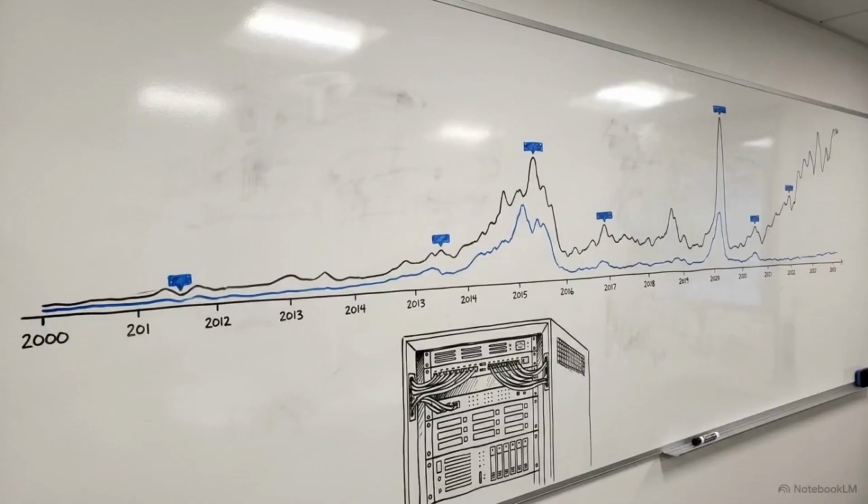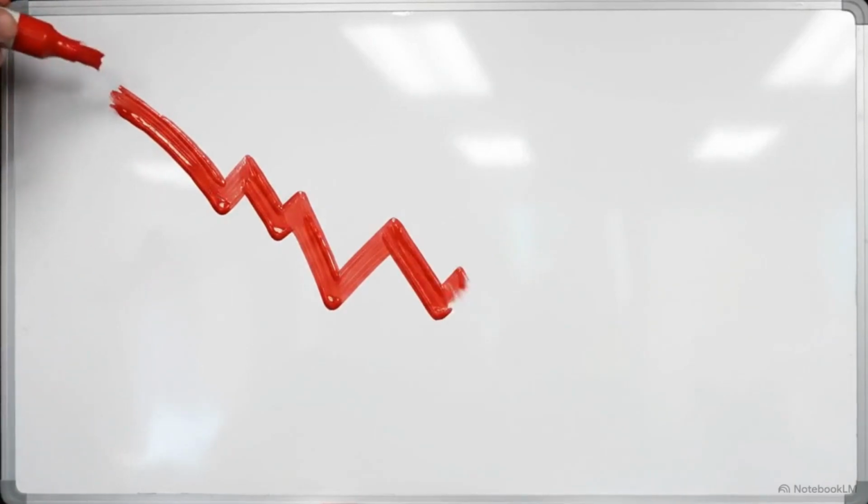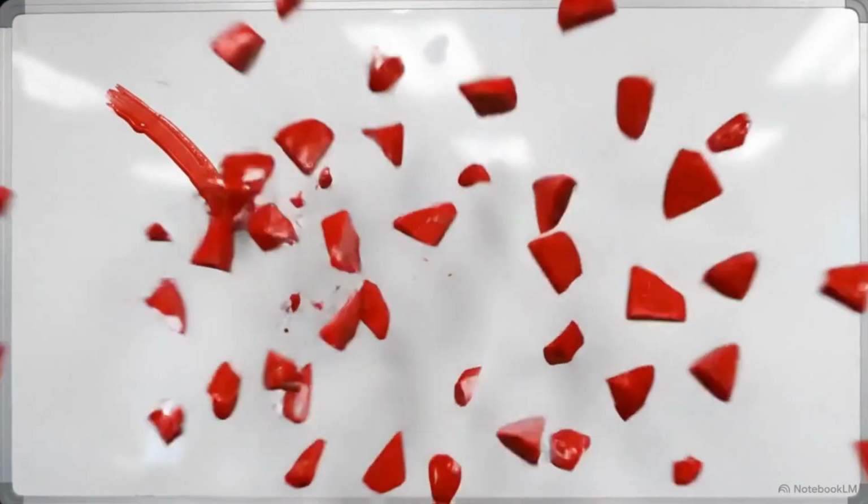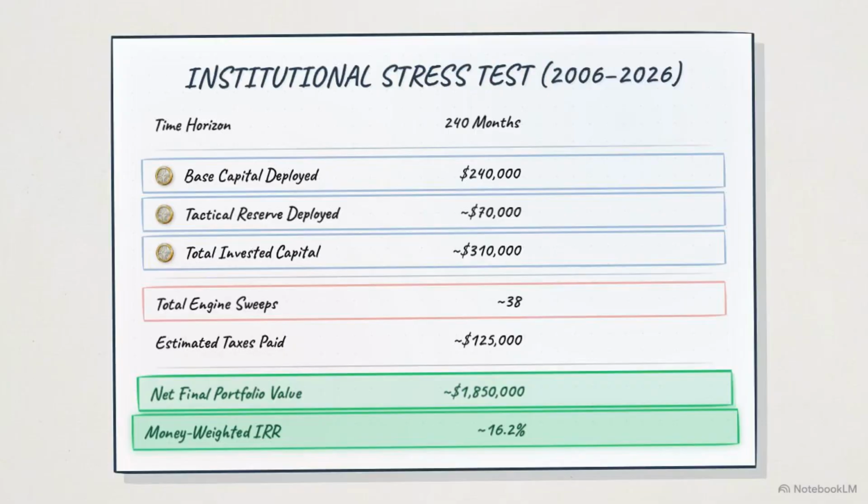To validate this architecture, we run the model through a 20-year institutional stress test, spanning from April 2006 to April 2026. This specific time horizon purposefully subjects the VTTR-H model to the extreme downside volatility of both the 2008 and 2022 market crashes. Reviewing the performance data table, the system executed approximately 38 total engine sweeps. Roughly $310,000 in total invested capital resulted in a net portfolio value of approximately $1.85 million. That output achieves the target money-weighted internal rate of return of 16.2%.